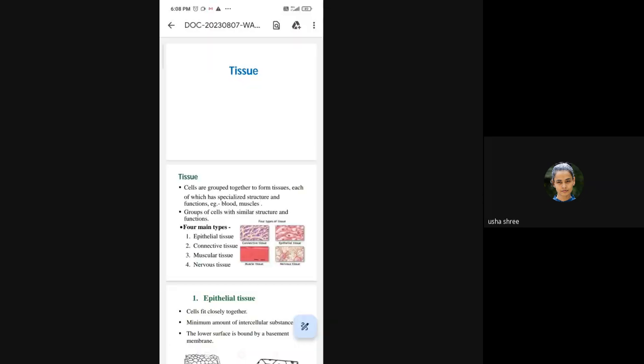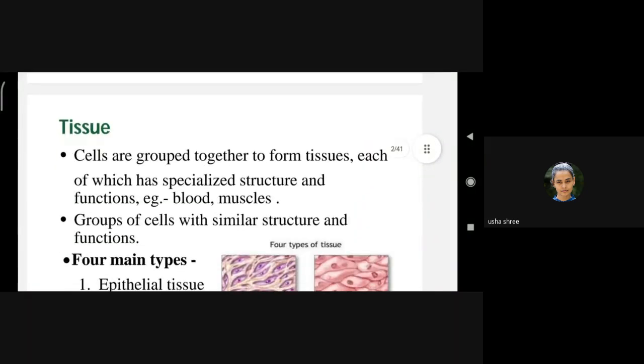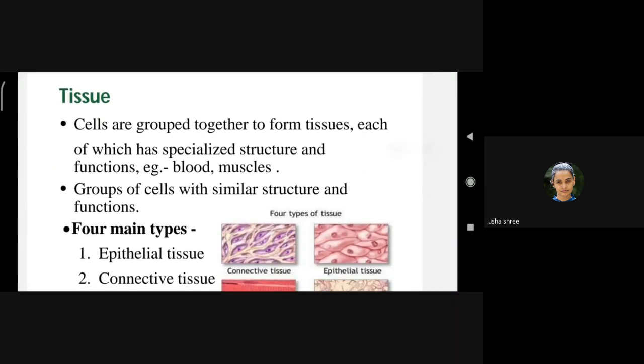So today we will study tissue. So what are tissues? Tissues are made up of a group of cells. Means a group of cells together is called tissue. If some group of cells have the same kind of structure and same kind of functions, then they are called tissue.